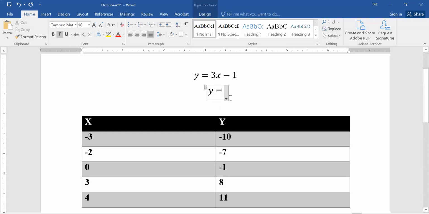Let me show you once how to do that again. So 3 times -3 minus 1. So plug in a -3 for x. Again, we always plug that in parentheses. 3 times -3 is -9, minus 1 is -10. So when you plug in -3 for x, the y value has to be -10. And similarly, when we plug in an x value of -2, y has to be -7. When you plug in an x value of 0, y has to be -1. When you plug in an x value of 3, y has to be 8. And when you plug in an x of 4, y becomes 11.